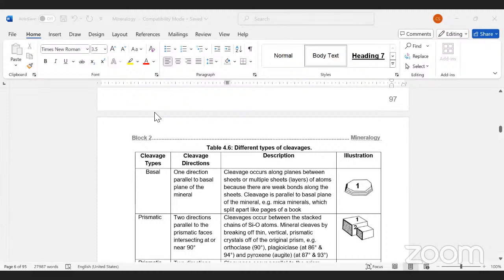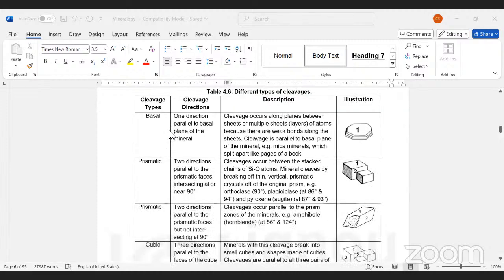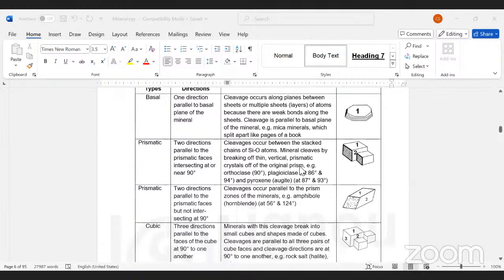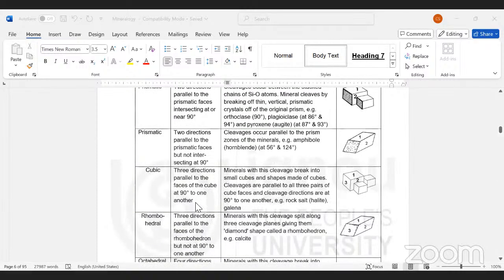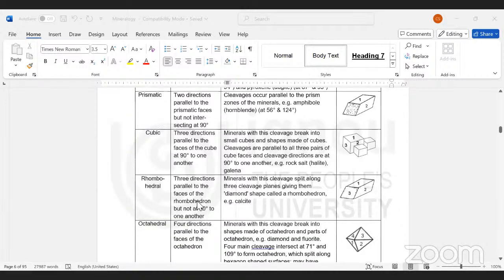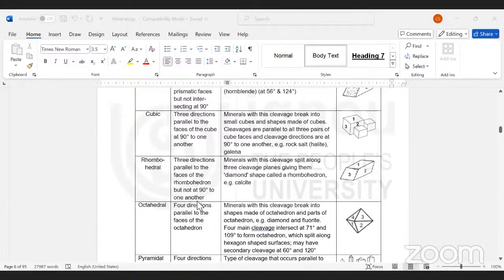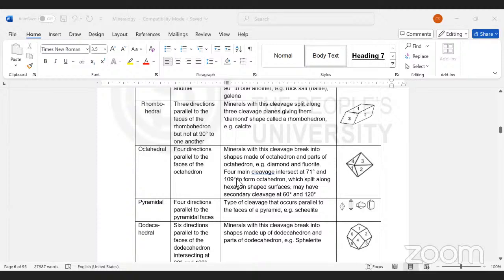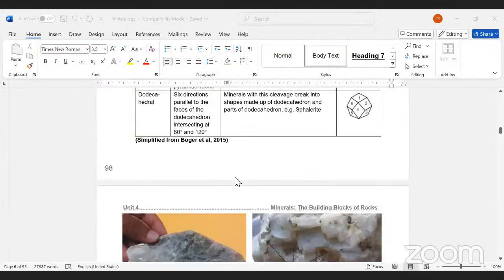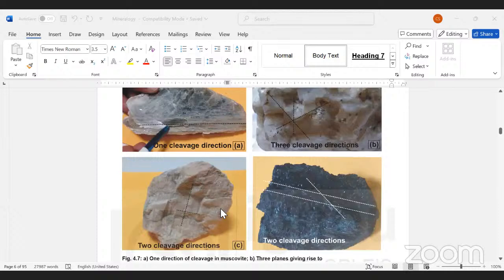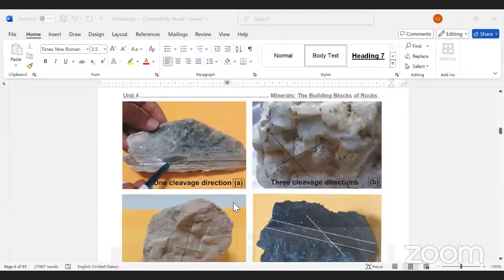You see here, the basal type of direction has only one direction, on the top, and the prismatic direction has two directions. The sides also we will consider, and cubic means three directions. Rhombohedral, octahedral, four sets of directions we see. Now, how will we measure the cleavage direction?